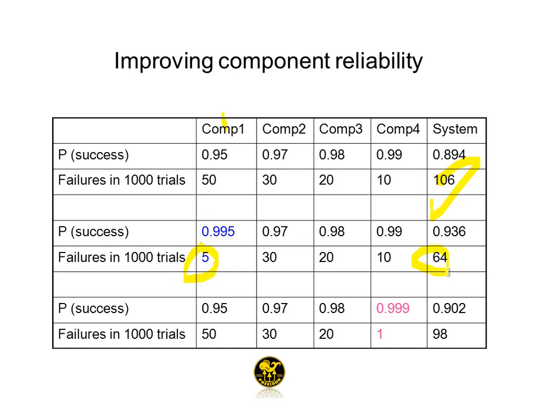It gets even worse if you make the mistake of trying to improve the most reliable component. So in this case, we took the most reliable component and made it 10 times more reliable. And we've now gone from 106 failures per 1,000 down to 98. In other words, it was barely worth doing. And it's for this reason that people gravitate towards redundancy, because it's really hard to improve the intrinsic reliability of a system.